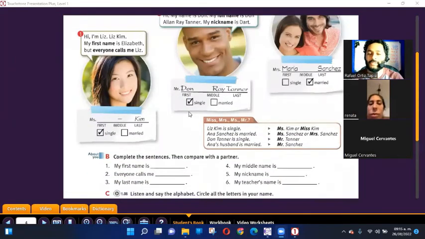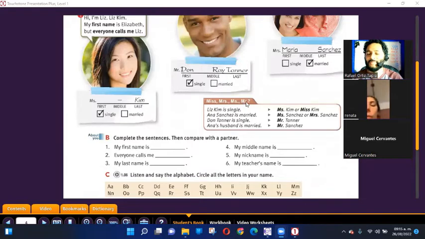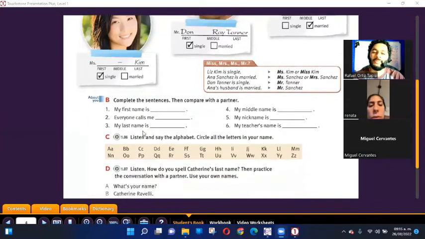Right? So remember, Miss, Mrs., and Mister. So you already know this. Mrs. is when someone is married. Mister doesn't matter. That's the curious thing. Mister is for any kind of men, I mean, either married or not. So that doesn't count. So, okay. All right. It says here, complete the sentences, then compare with a partner.